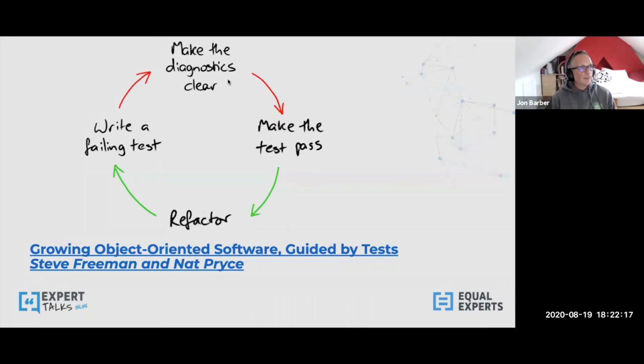Now, the important thing about this is, as you're moving around this particular diagram, it allows you to focus on one thing at a time. So on a good day, when you're writing a failing test, you just need to worry about that. You can just write the failing test. You don't have to worry about making the test pass at that point. Write the failing test. Then you can concentrate on making the diagnostics clear. Then you can focus on making the test pass. And then you can focus on refactoring. So it's very much keeping your mind on track on what you're doing.